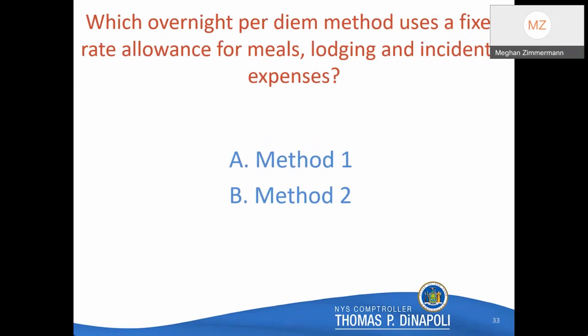Which overnight per diem method uses a fixed rate of allowance for meals, lodging, and incidental expenses? Is it method 1 or is it method 2? And I'm seeing mostly A's, and the correct answer is A, method 1. This method provides for a fixed rate allowance for meals, lodging, and incidental expenses, regardless of where lodging is obtained, including if lodging is obtained with relatives or friends.